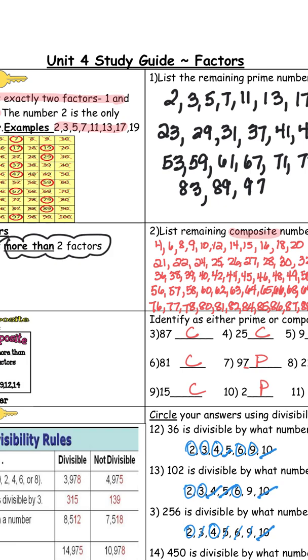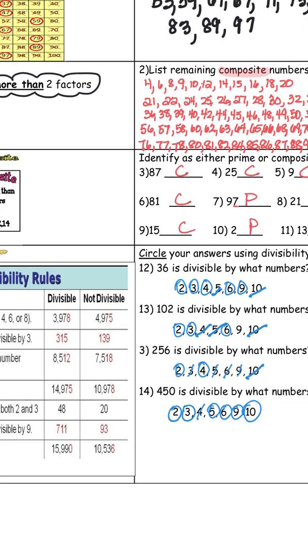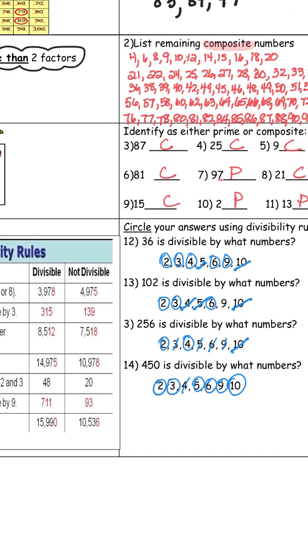A composite number is a number that has more than 2 factors. Remember, a prime number is a number that has exactly 2 factors, one and itself. Numbers 3 through 11, just double check. Look at your prime and composite numbers. And there you go. Moving on down, looking at number 12, 13.